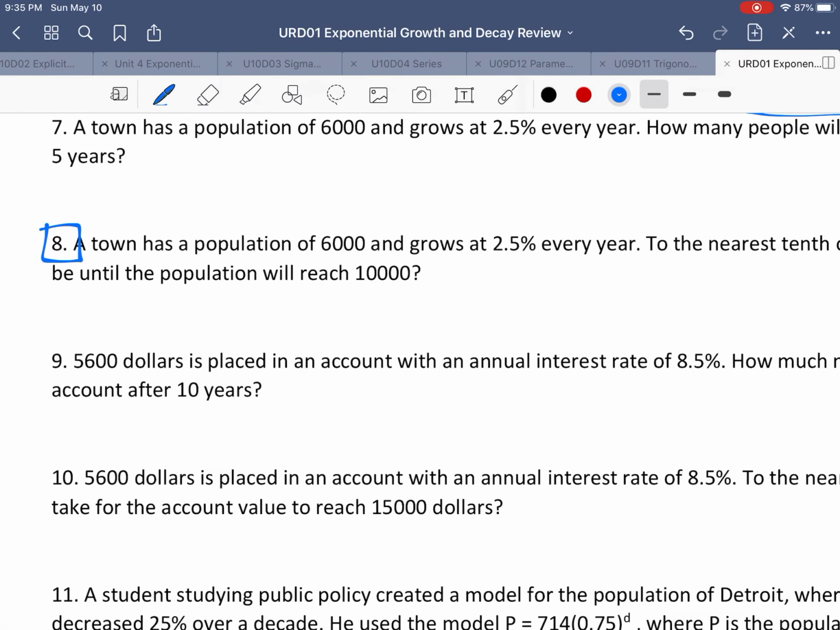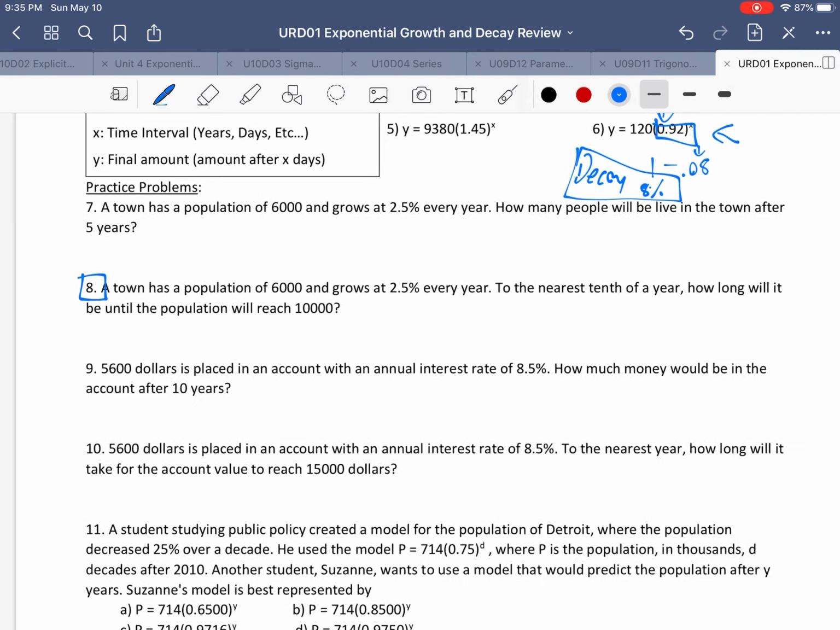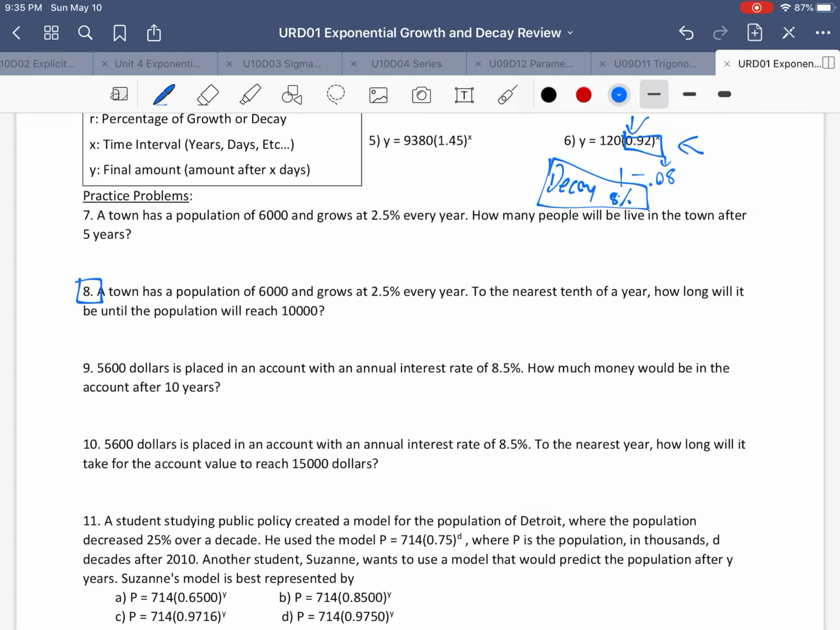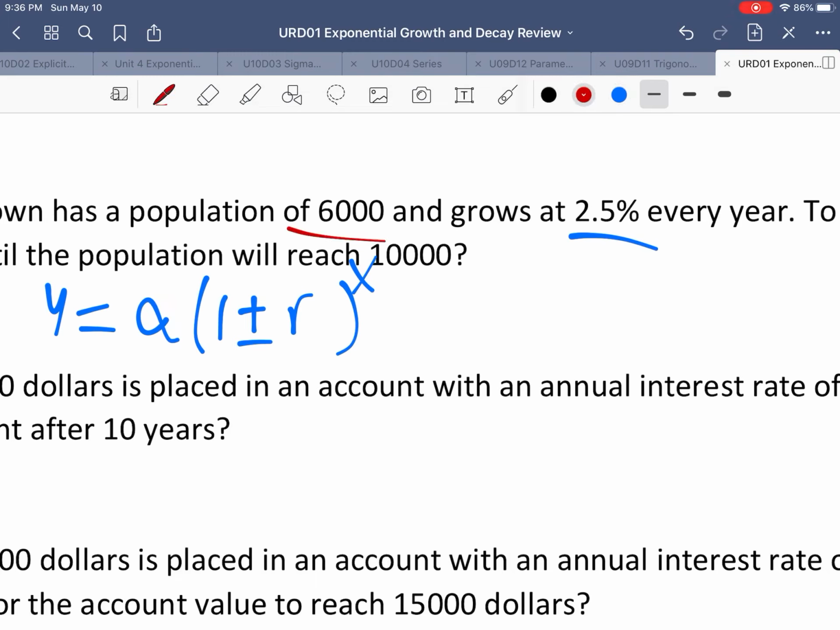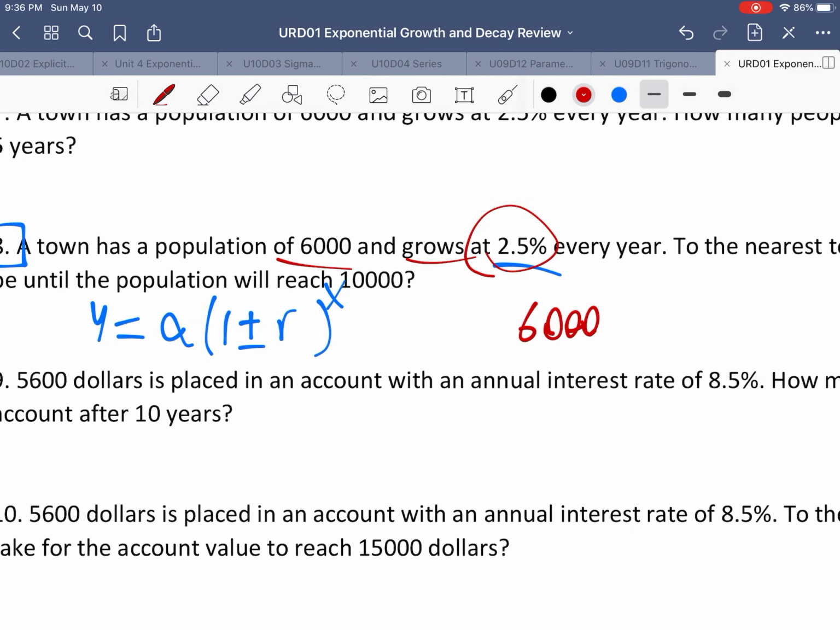It says a town has a population of 6,000 and grows by 2.5% every year. To the nearest tenth of a year, how long will it be until the population reaches 100,000? So this is an exponential function because it grows at a percentage every year. So we're going to write something in this form: y equals A times (1 plus or minus r) to the x power. We're told that we start with 6,000, so that means A is going to be 6,000. So 6,000 is our A value. We're growing at 2.5%, so this is going to be 1 plus.